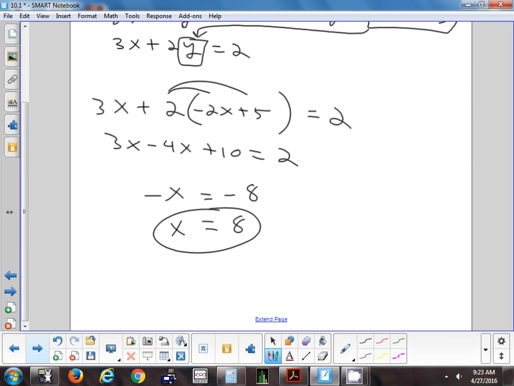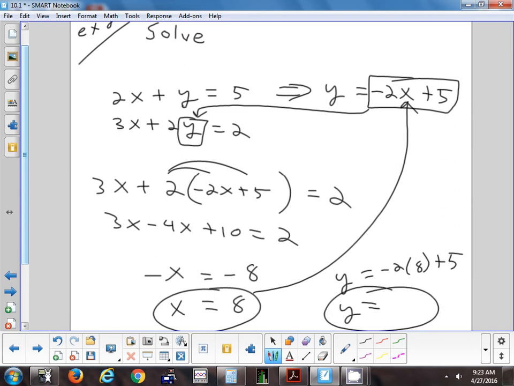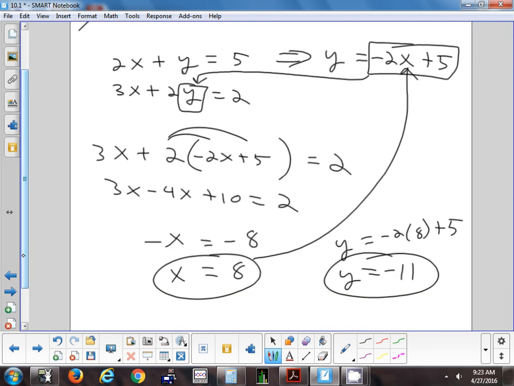And now that we know x, we can go back and find y. Yeah. And we have a formula right here. Y is negative 2x plus 5. So just fill that in. So y is negative 2 times 8 plus 5. So that tells me y is negative 11. Okay. Any questions on that? Or just substitution? All right.